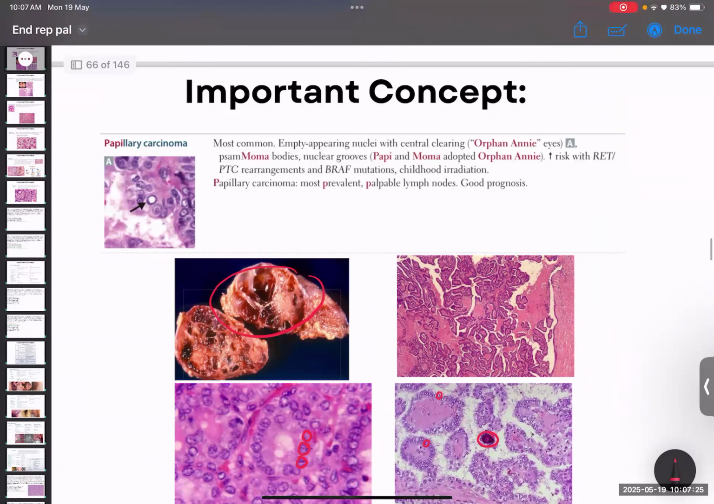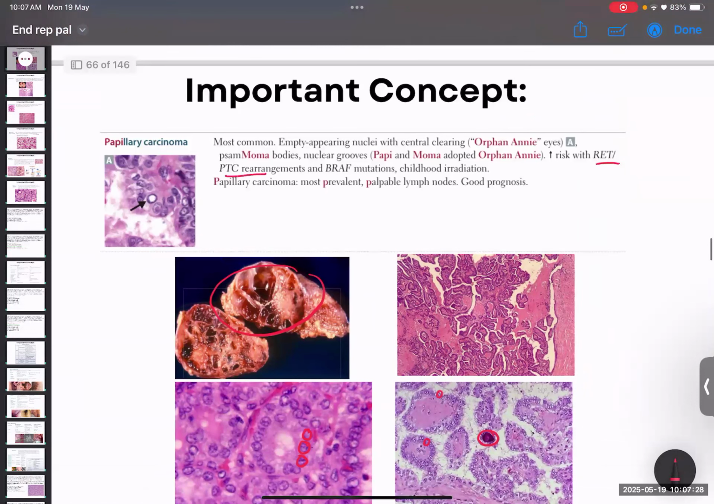They are mostly associated with RET/PTC rearrangements and BRAF mutations. BRAF mutations are usually the ones that have a poor prognosis. And if you have a child with prior history of radiation therapy, then they have a higher risk of developing papillary carcinoma. And once again, they will have palpable lymph nodes because the metastases is to the lymph nodes.